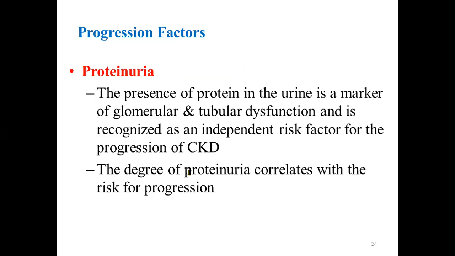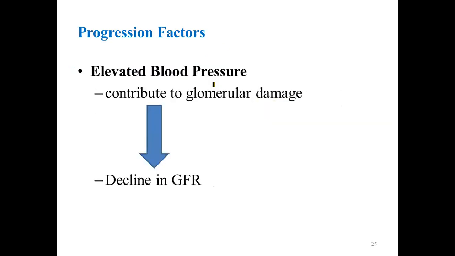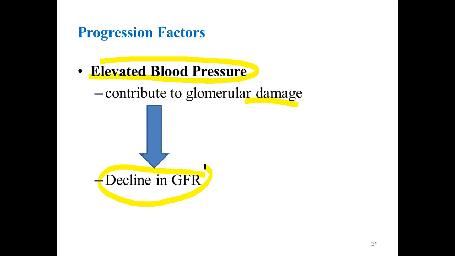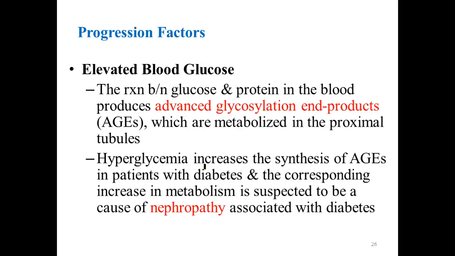So why can proteinuria increase the progression of the disease? Remember, as I mentioned before, if there is protein in the urine, it means there is some problem in the glomerulus or there is tubular dysfunction. However, the degree of proteinuria correlates with the risk of progression. So the higher the proteinuria degree, the more plus signs, the higher the risk of progression of the disease. Okay, then what about elevated blood pressure? When the BP is elevated, it can cause damage to the glomerulus and ultimately decline GFR. So it can worsen the progression of the disease.